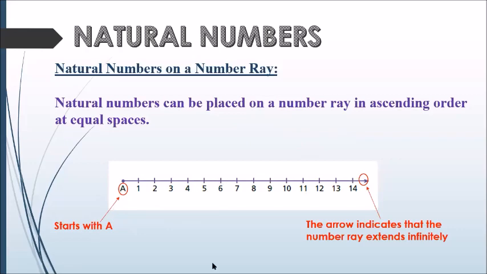Two things that you need to note down and be very clear about: the number ray of natural numbers always starts with a point A. And at the end there is an arrow pointing towards the right. It indicates that the number ray extends infinitely. It marks infinity.